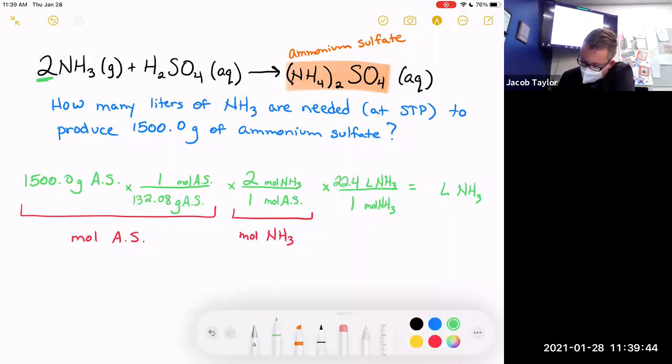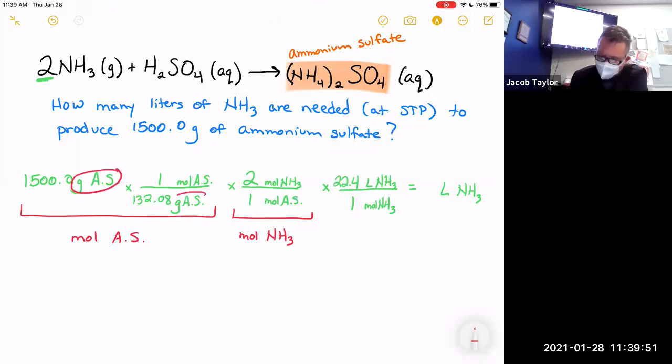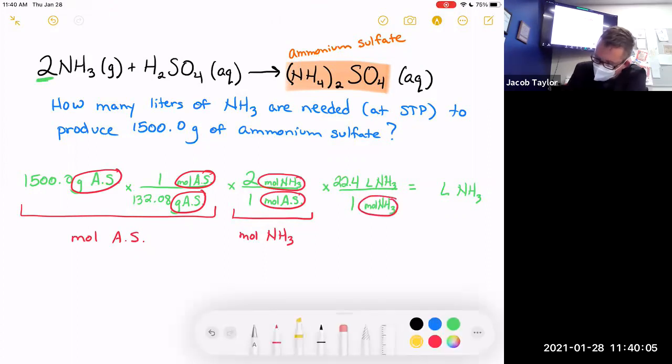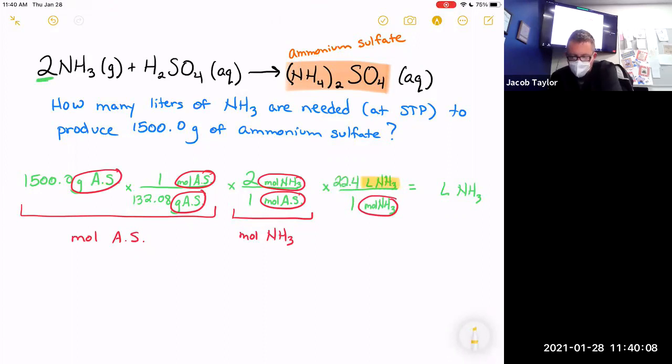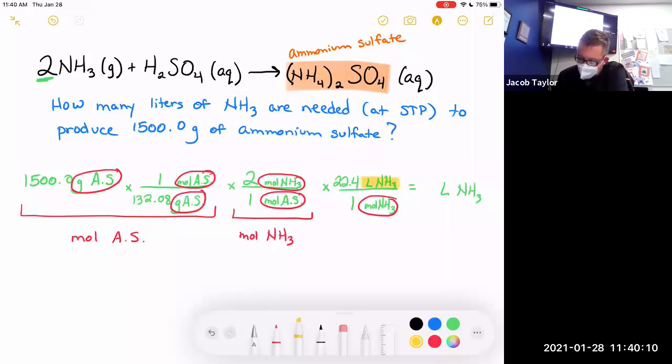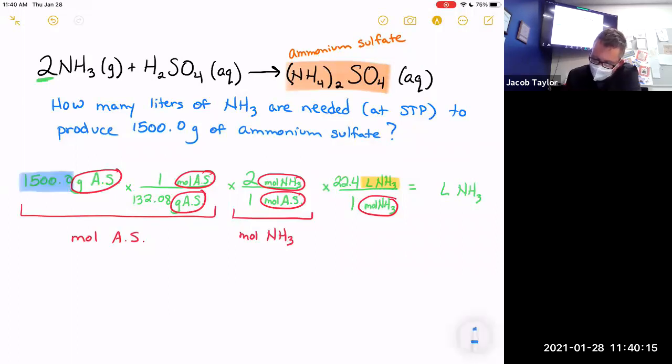So let's make sure everything that's supposed to cancel cancels. So grams of ammonium sulfate and grams of ammonium sulfate will cancel. Moles of ammonium sulfate and moles of ammonium sulfate will cancel. Moles of nitrate and moles of nitrate will cancel, and we will be left with just liters of nitrate, which is what we wanted. So the last thing for us to do is the actual math. So we'll do 1500 times 2 times 22.4.